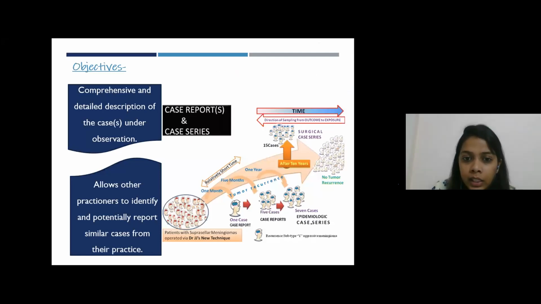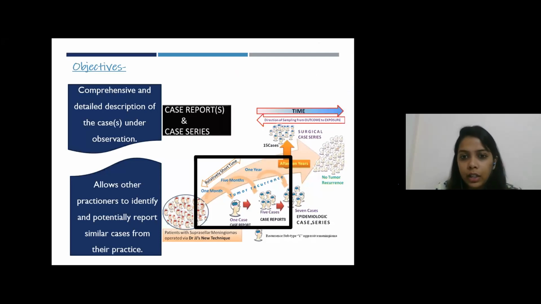So these not only allow for a comprehensive, detailed description of the case, they also allow other practitioners to identify if somebody else in some other clinic is noticing something similar. It helps to identify. So this was basically an example of patients suffering from suprasellar meningiomas who were operated on with a new technique. So what they wanted to see was the tumor recurrence.